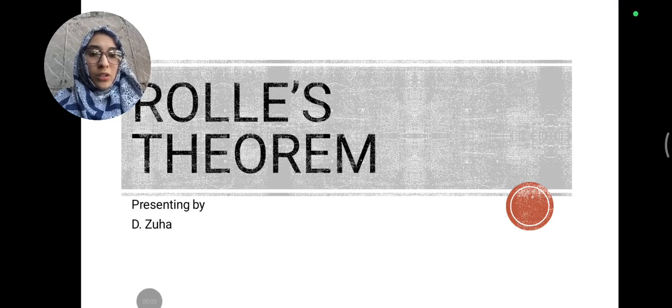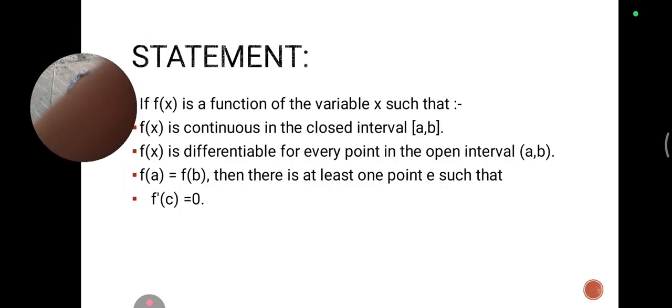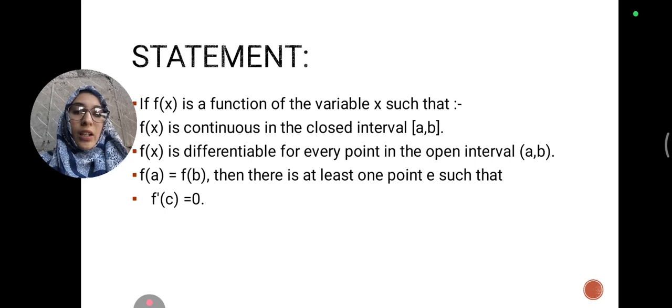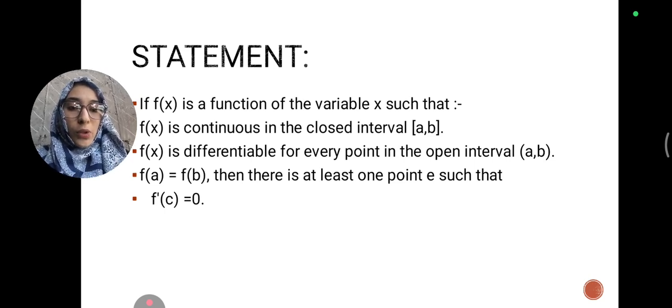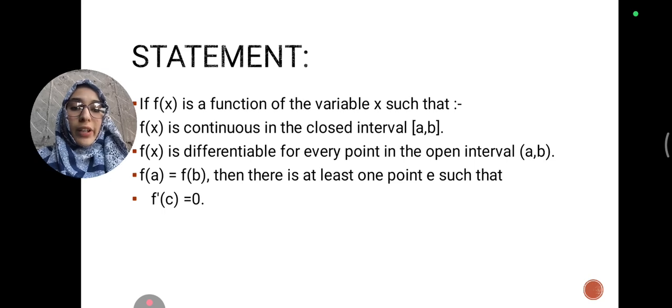Today my seminar video presentation topic is Rolle's theorem. The statement: if f of x is a function of the variable x such that f of x is continuous in the closed interval a comma b, f of x is differentiable for every point in the open interval a comma b, and f of a is equal to f of b, then there is at least one point c such that f dash of c is equal to 0. This is the statement of Rolle's theorem.